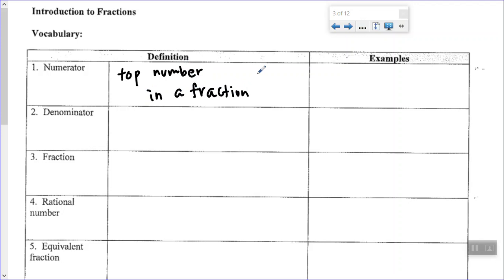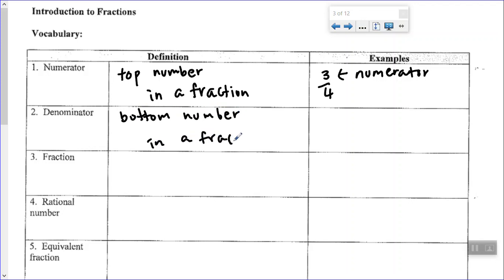So if you have 3 over 4, 3 is the numerator. And denominator is the bottom number in a fraction. So again, if you have 3/4, 4 is the denominator.